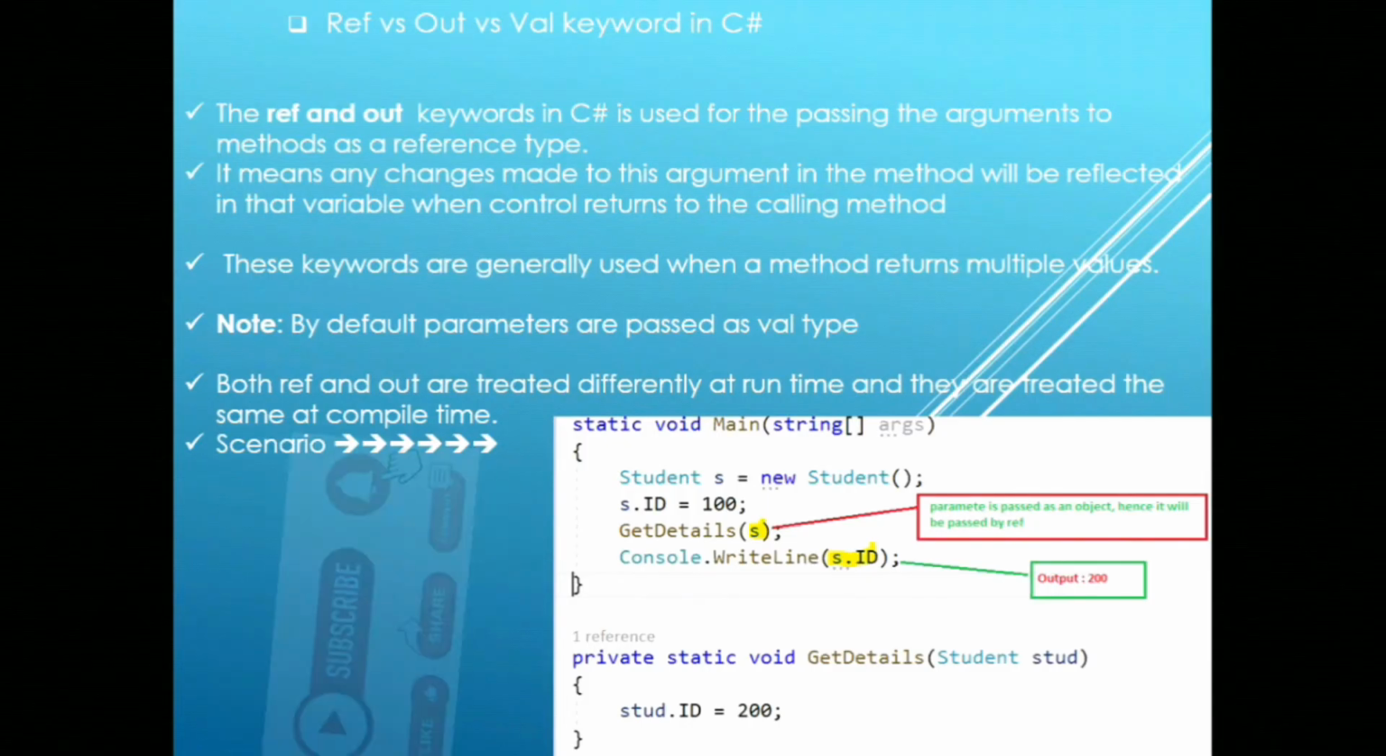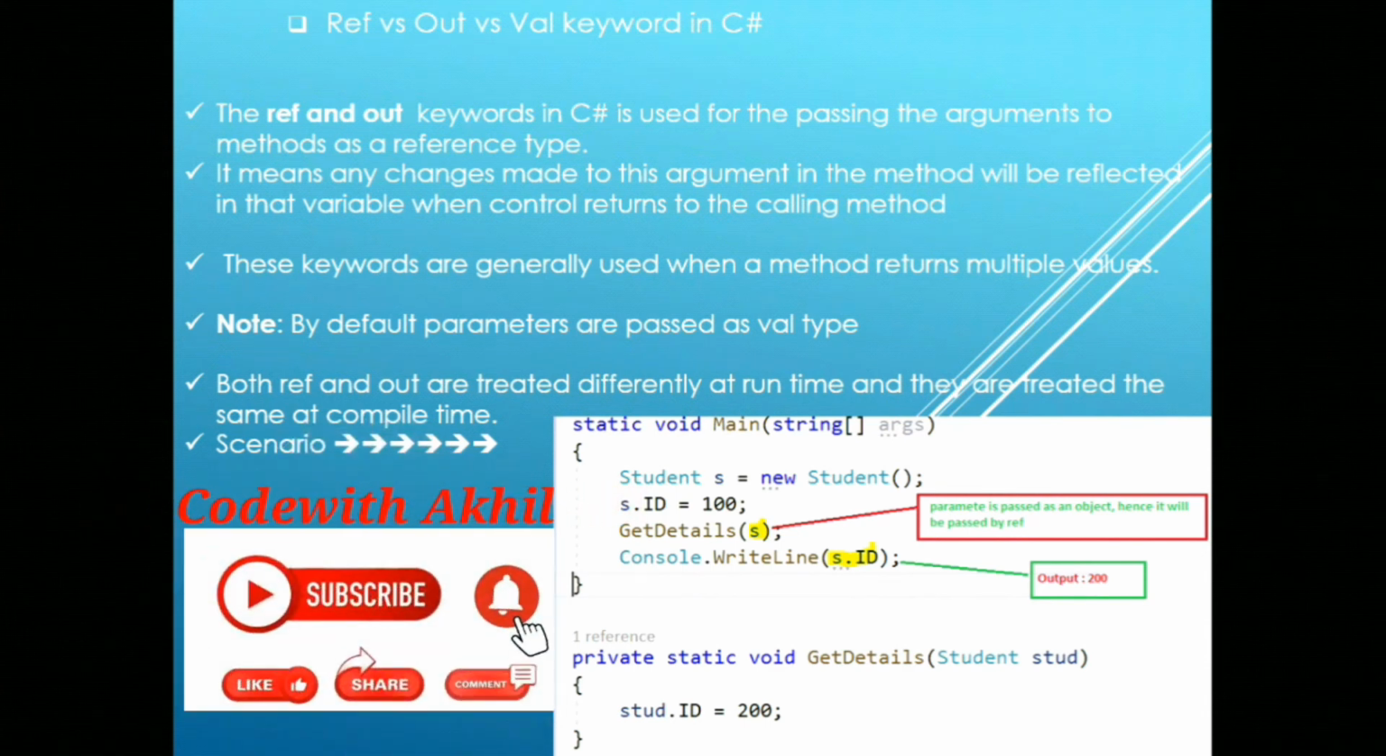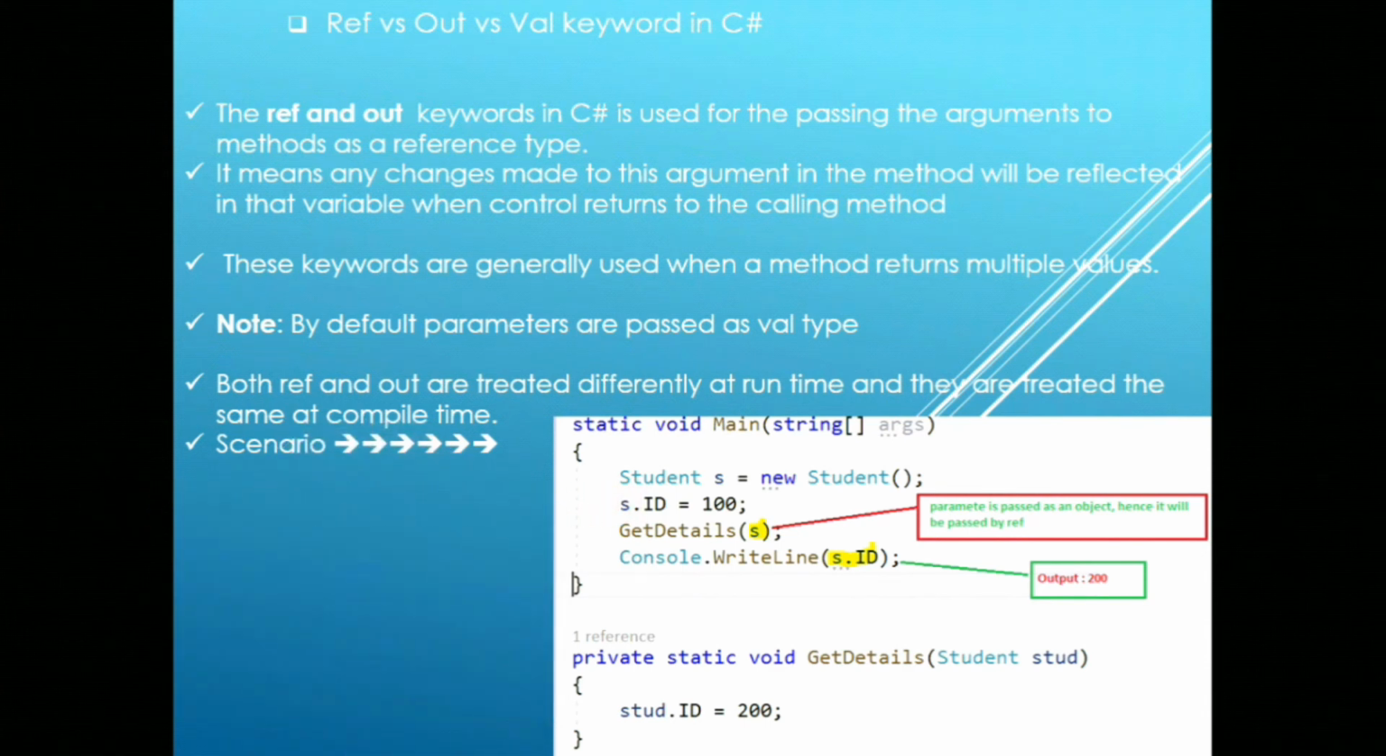Hello, welcome to C# interview question and answer video series. In this video, I will be talking about the ref, out and val keywords. The ref and out keywords in C# are used for passing arguments to a method as a reference type. It means that any changes made to the argument in the method will be reflected in that variable when control comes back to the calling method.